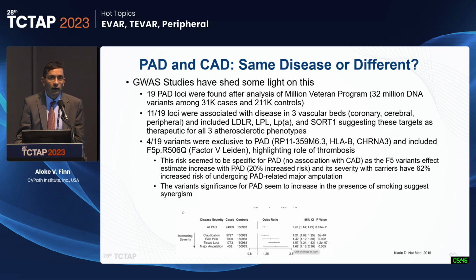Some of the loci that were found overlap with coronary, cerebral, and peripheral. These are lipid-related genes, and abnormalities in those genes suggest these targets as therapeutic for all three atherosclerotic phenotypes. But some variants are exclusive to PAD, and a lot of those have to do with, for instance, thrombotic effects. Factor V Leiden is a variant which seems to increase PAD by 20% at least, with more severity in carriers, and increased risk of undergoing PAD-related major amputation. So if you have Factor V Leiden, you have a risk of PAD-related major amputation.